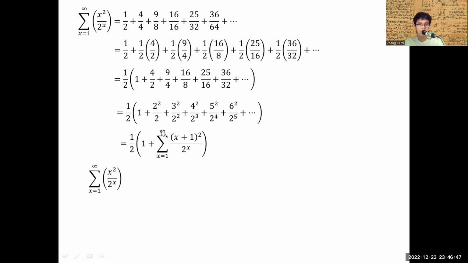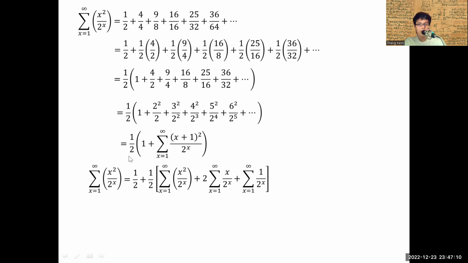The next step, I just write out what is on the left-hand side: the sigma notation from x equals 1 to infinity of x squared over 2 to the power of x. Then I write this entire chunk out from the right-hand side. If I expand the half in, I have half times 1, which is half, times the entire sigma notation over here.